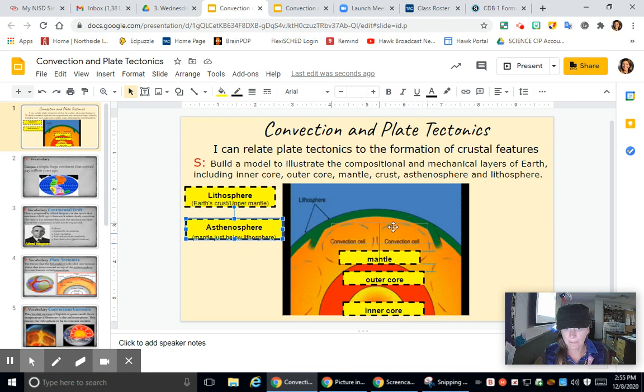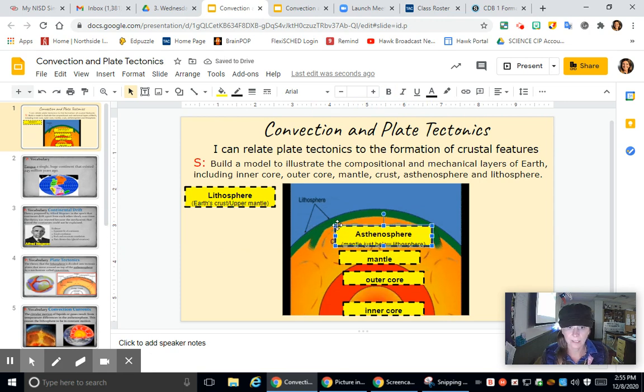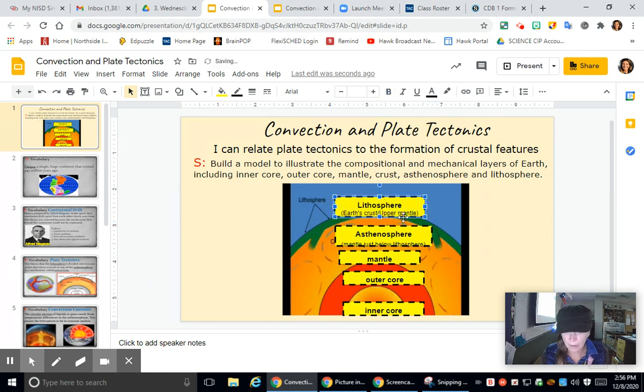And that top part of the mantle is called the asthenosphere. So the asthenosphere is going to rise and then sink, rise and sink as it gets heated up again. The very top of the Earth is the crust, or the most upper part of the mantle. So here we have a model illustrating the compositional and mechanical layers of Earth.